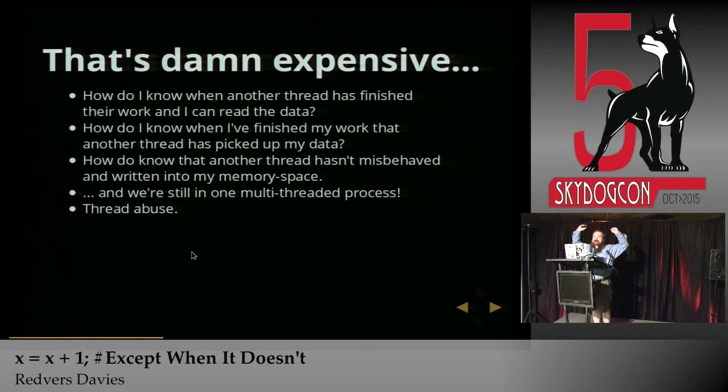Except it's really hard. So how do you know when one thread is actually finished reading or writing to what you need? And when I finish doing my stuff, how do I notify or know what other thread needs my data? And how do I know that another thread hasn't crashed and corrupted the data that I'm using, or that a buffer overflow in one thread might not end up writing into my memory area? And this is just a single-threaded process. We haven't even looked over multiple machines, and we can't even get this right.